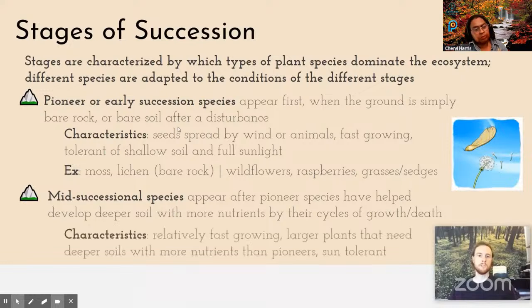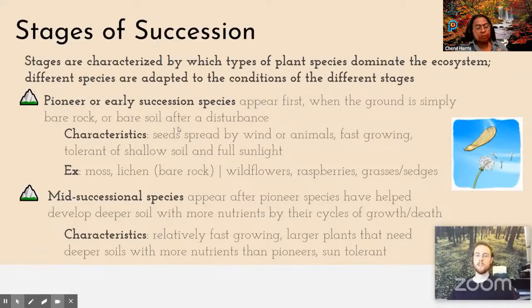Those mid-successional species share some characteristics as well. They're going to be fast growing. They're going to be a little bit larger than the pioneer species, so they're going to grow a little bit slower. They're typically going to need a little bit deeper soil with more nutrients than those pioneer species were able to tolerate. But they're also able to be tolerant of full sunlight, and that's because there's no shade in the ecosystem yet.